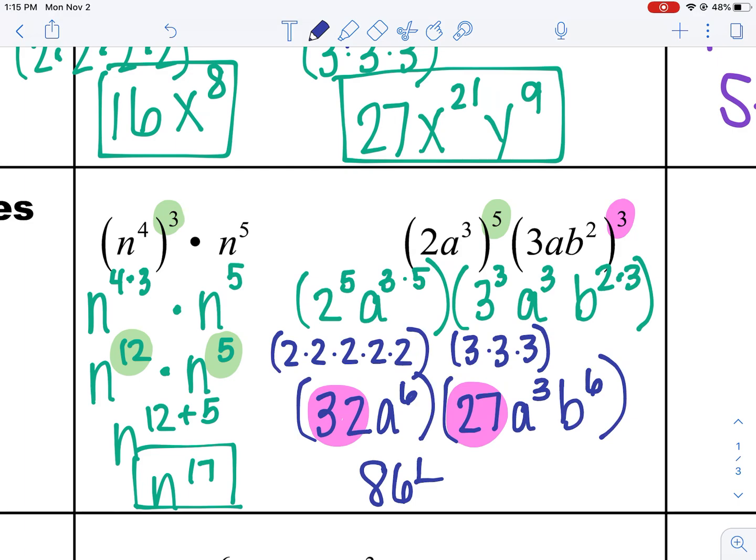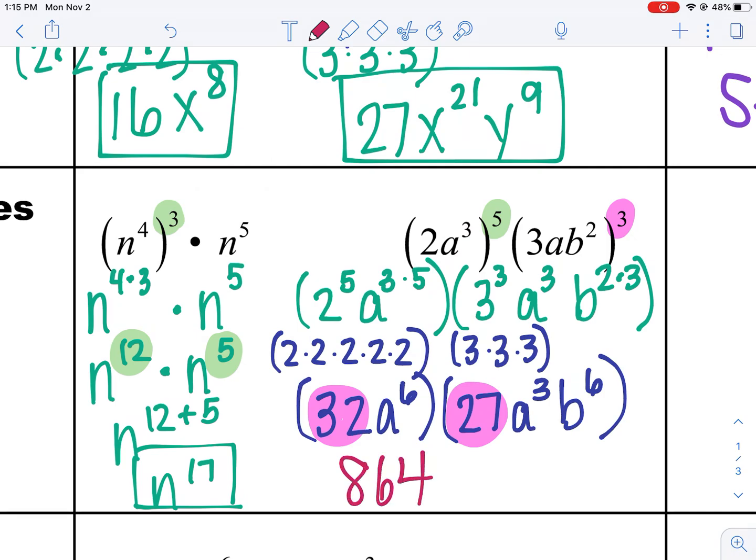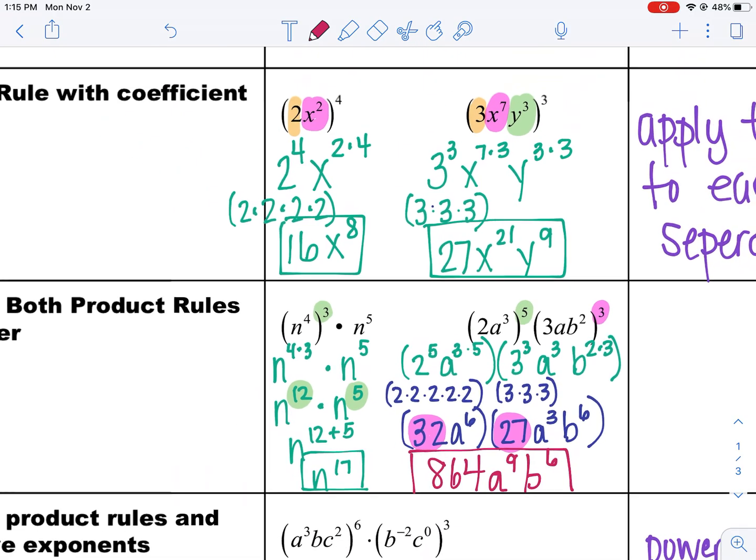I'm actually going to write that in another color just so you guys are clear where the answer is coming from. So 864. I'm going to take care of my a bases by adding the 6 and the 3 to get 9. And then my b base can't be added to anything, so it just comes down. And I have a final answer of 864, a to the 9th, b to the 6th. I cannot simplify that anymore.